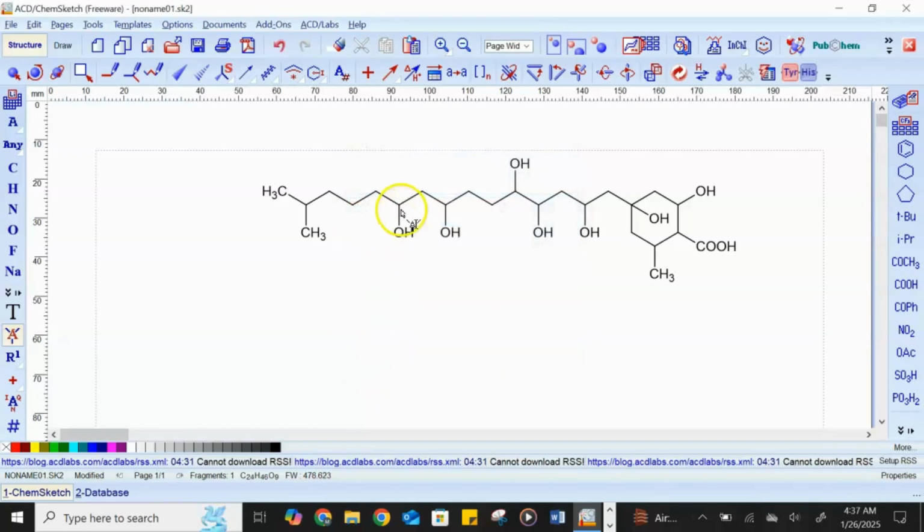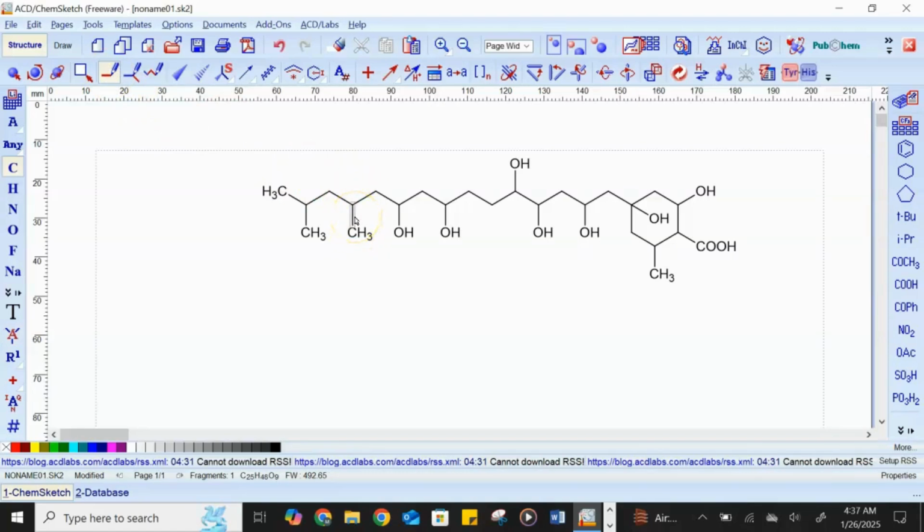So guys, we're in the 10th carbon now. 10, 11, 12. Okay, this is the 12th carbon. If you pay attention to the beginning of the video, I said the 12th carbon has a double bond. So this, we're going to convert now.